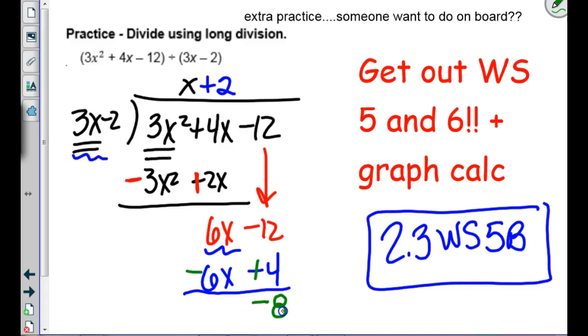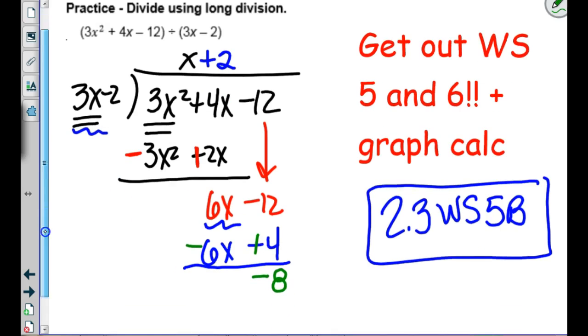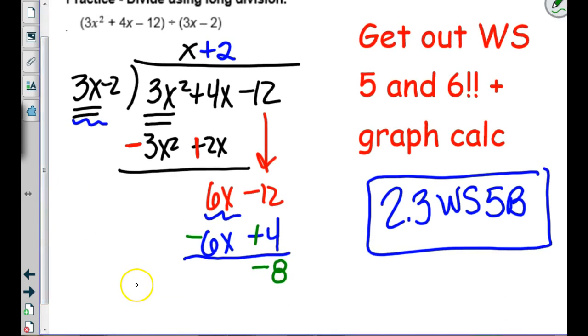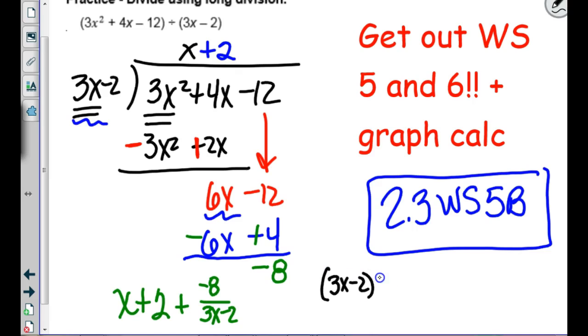I think 8. Okay, so two things. How could we rewrite our answer with a fraction? So we got 8. X plus 2 is our answer. What would we do to check our answer if we wanted to make sure this worked? Times x plus 2, good. Add the negative 8 on.